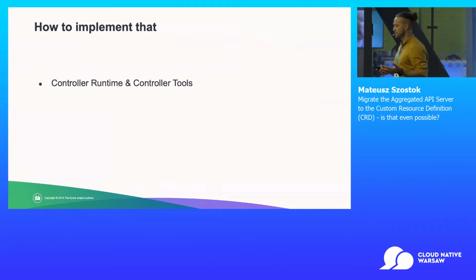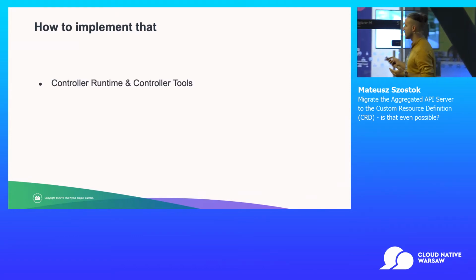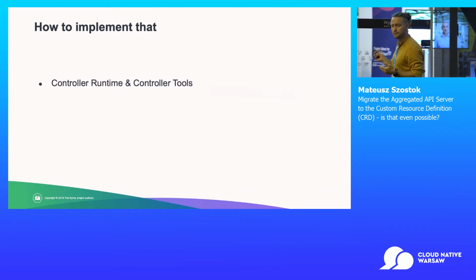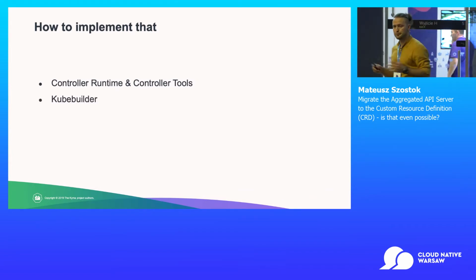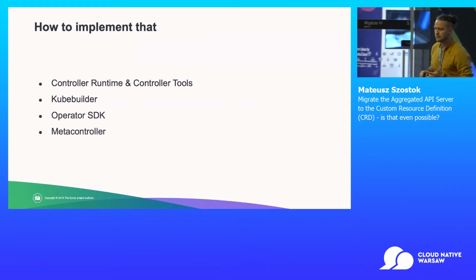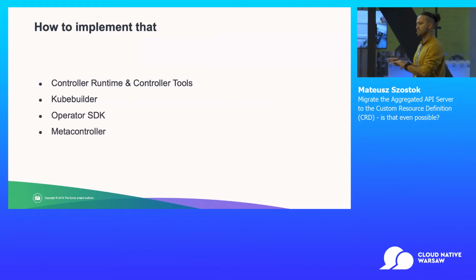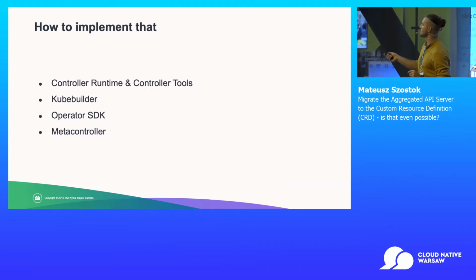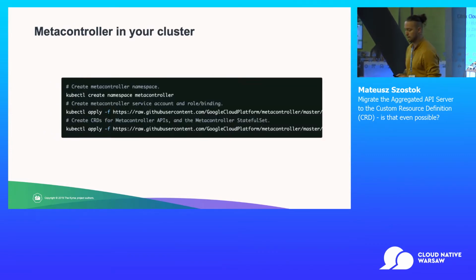Basically, in ecosystem, you have a lot of options. You can use controller runtime together with controller tools. You can use Kube Builder. You can use operator SDK. You can use meta controller, and probably something more. I will start with the last one, meta controller.